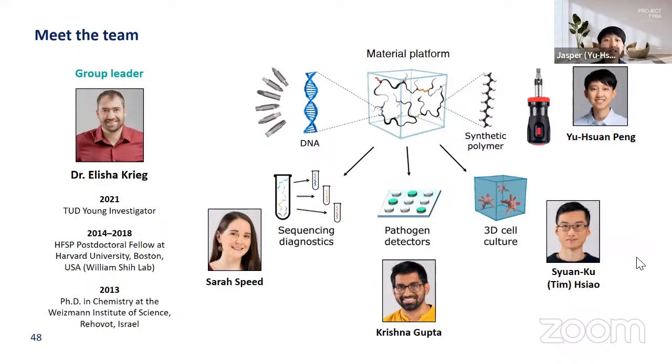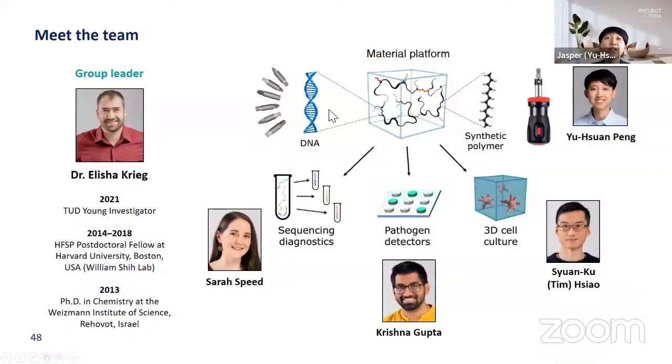I think I've spent a lot of time talking about the project, and I would like to spend the last few minutes introducing our team. Our group leader, Dr. Alicia Krieg, obtained his PhD in chemistry at the Weizmann Institute in Israel, and he did his postdoc in Boston at Harvard University, in the William Shih Lab. He is now in Dresden at IPF, and he has been selected as a young investigator since 2021.